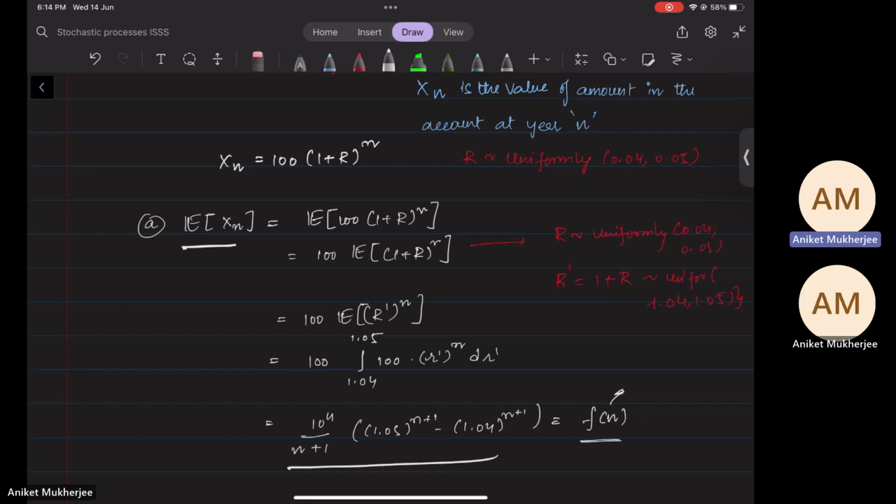We'll keep that in mind because we want to define something called stationarity and independent increments. So for this stochastic process, we see that the expected value of the random process as time increases is a function of n.